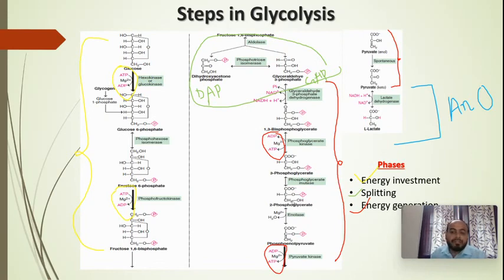Fine. Now we have 2-phosphoglycerate in our hand. Then it will be converted into phosphoenolpyruvate, another energy-containing compound in glycolysis. And this step will be happening in the presence of the enzyme enolase.